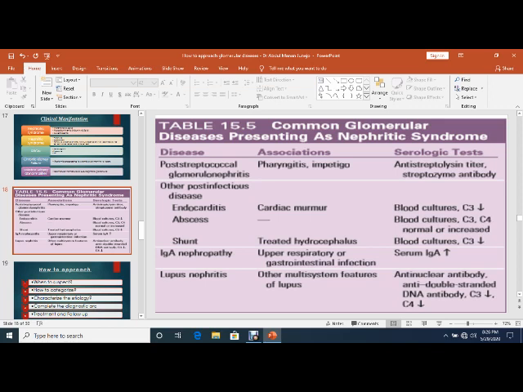IgA nephropathy can present with an upper respiratory or GI infection. In serology, serum IgA will be raised. When SLE involves the kidney, that is called lupus nephritis. Other multisystemic features of lupus may be present. In SLE, serology shows ANA and anti-dsDNA should be positive, or sometimes in a few percent anti-dsDNA is not present, but ANA is 100% present. And C3 and C4 should be low in the case of lupus nephritis.